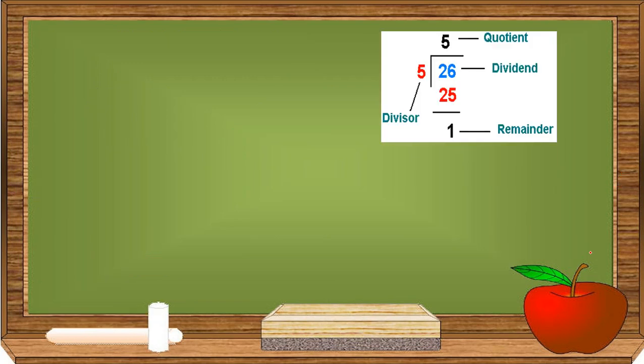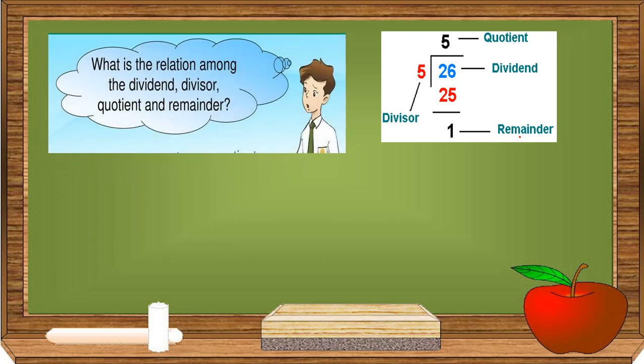Now as we know, the number which is divided is known as the dividend, the number which divides is the divisor, the answer for the division that we get is known as the quotient, and what is left at the end is known as the remainder. So is there any relation between these four terms, quotient, dividend, divisor and remainder? Yes. As in this example, 26 we can write as 5 5s are 25 plus 1. So 5 into 5 plus 1.